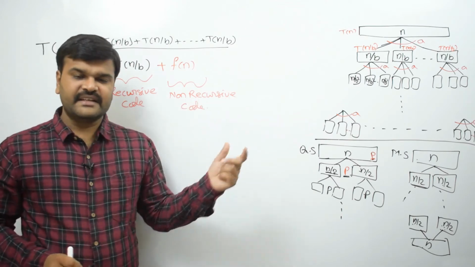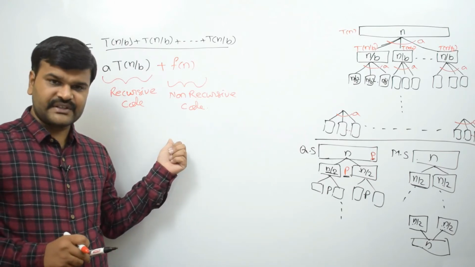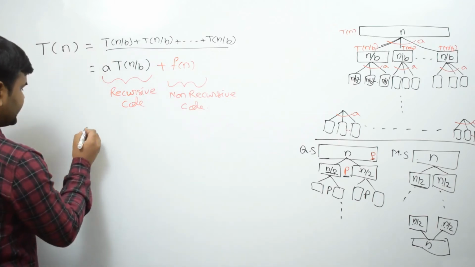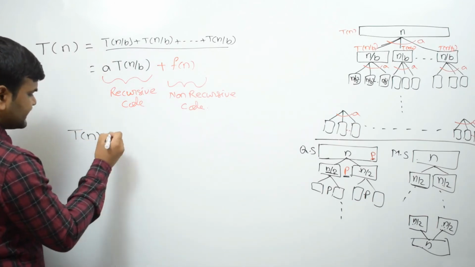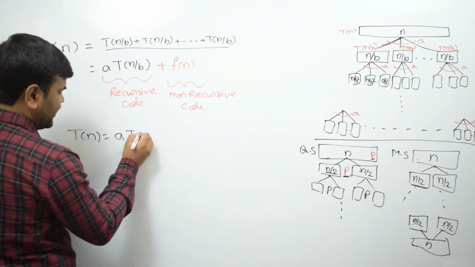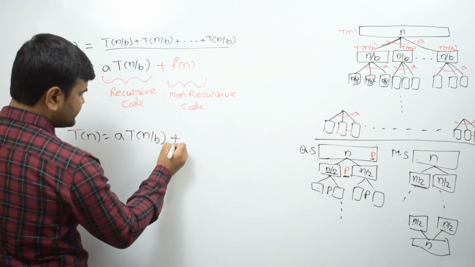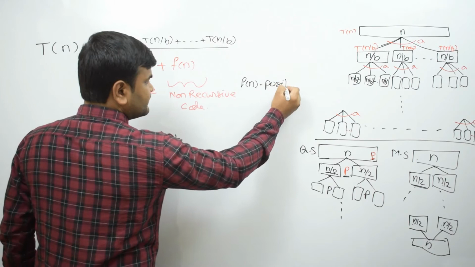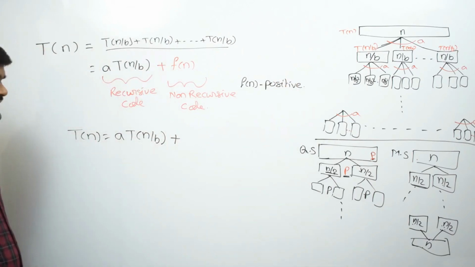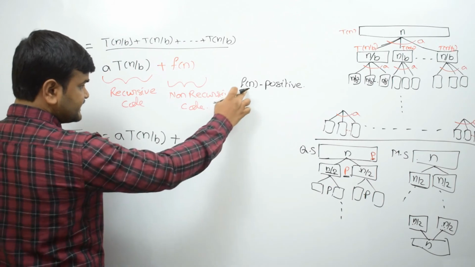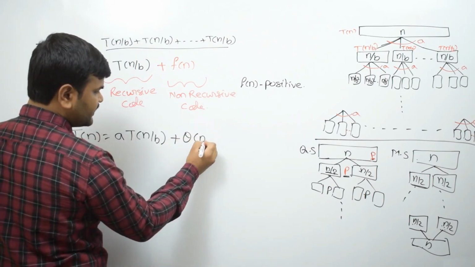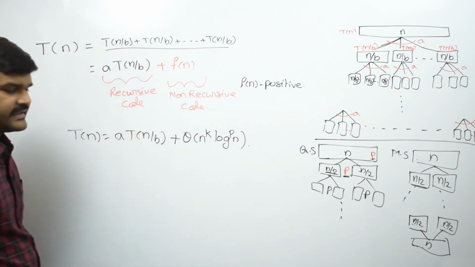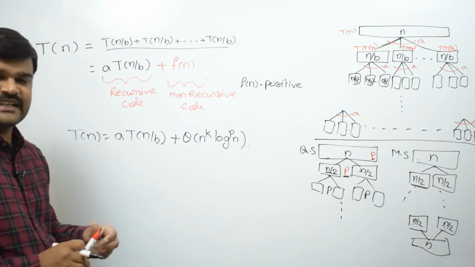Okay, so this is very important. This is, first of all, the master theorem general equation. If you write it more fully, the actual form of the master theorem is a into T of n by b plus f of n, where f of n is always positive. Then this general form is theta of n power k log power p n. So this is the master theorem general equation.